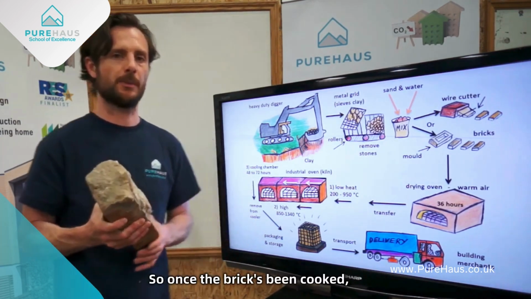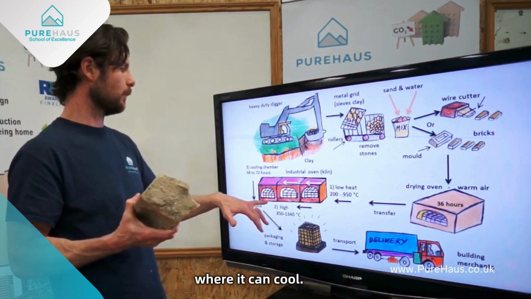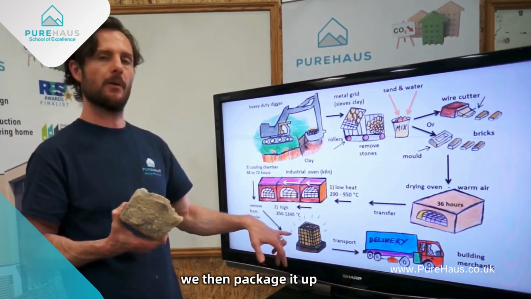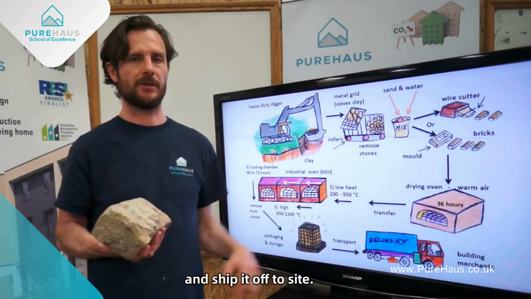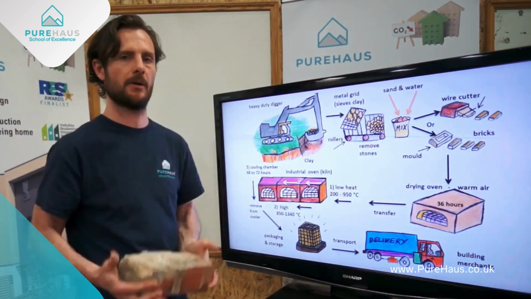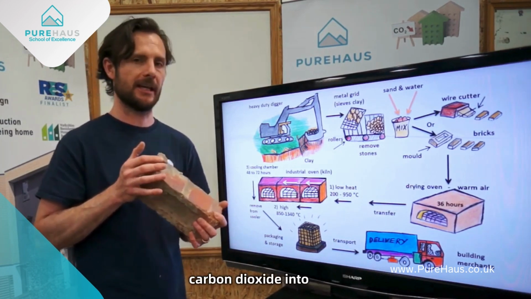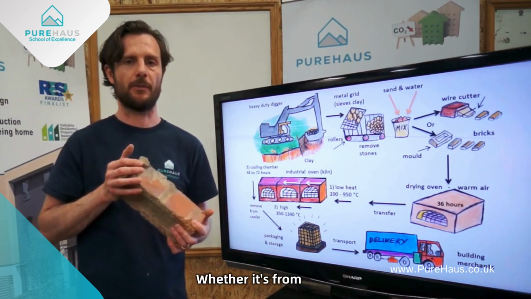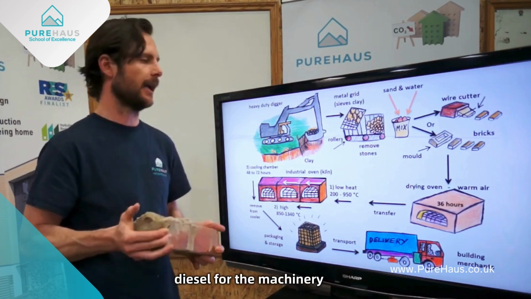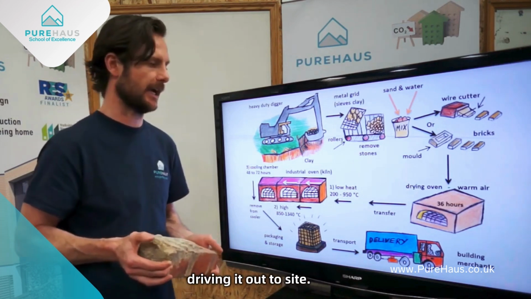So once the brick's been cooked, it's then moved to a lower heat area where it can cool. Once it's cooled, we then package it up and ship it off to site. All these processes of moving this heavy weight about are consuming energy, and therefore we're emitting carbon dioxide into the environment, whether it's from an electrical source or whether it's from a fossil fuel source like diesel for the machinery or diesel for the lorry driving it out to sites.